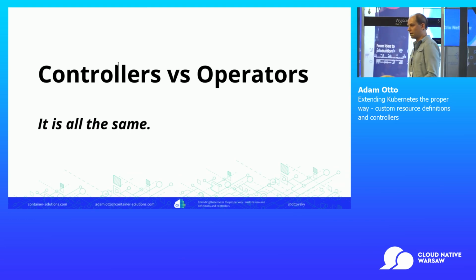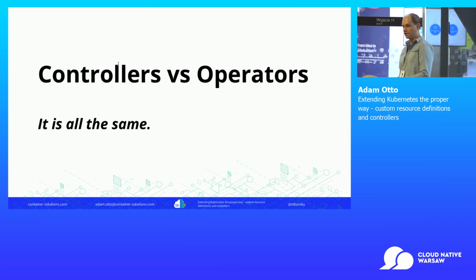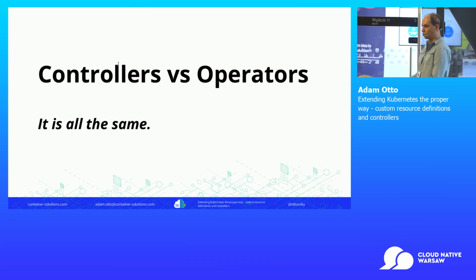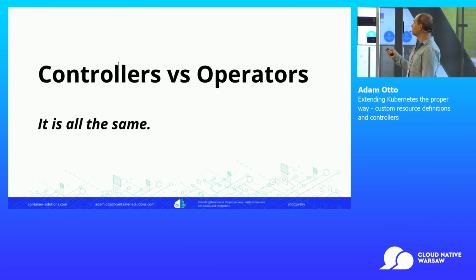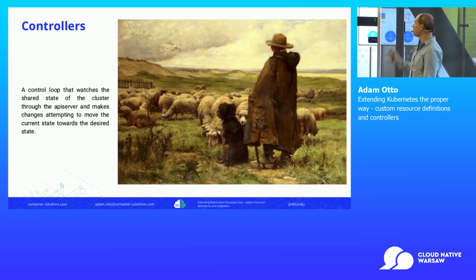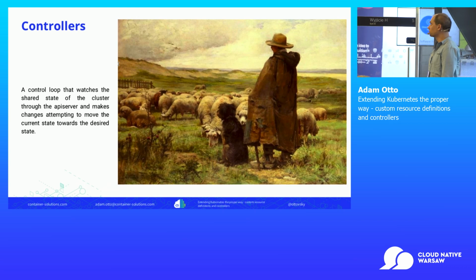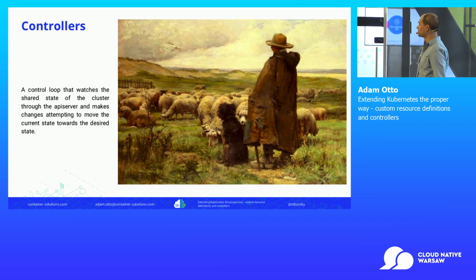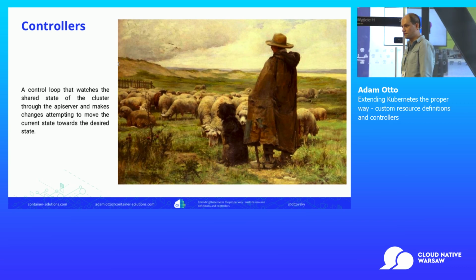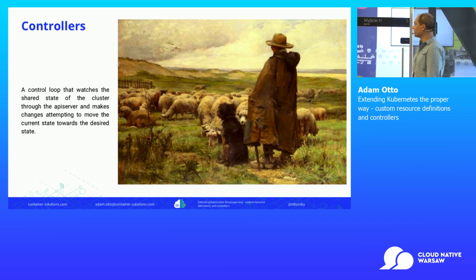So controllers and operators, well, it's all the same. There is not much difference. These are just notions, but their purpose is kind of the same. They implement the main core pattern, which means the control loop. The main idea of the control loop in Kubernetes is that it watches the shared state of the cluster in the API server and makes changes attempting to move the current state toward the desired one.